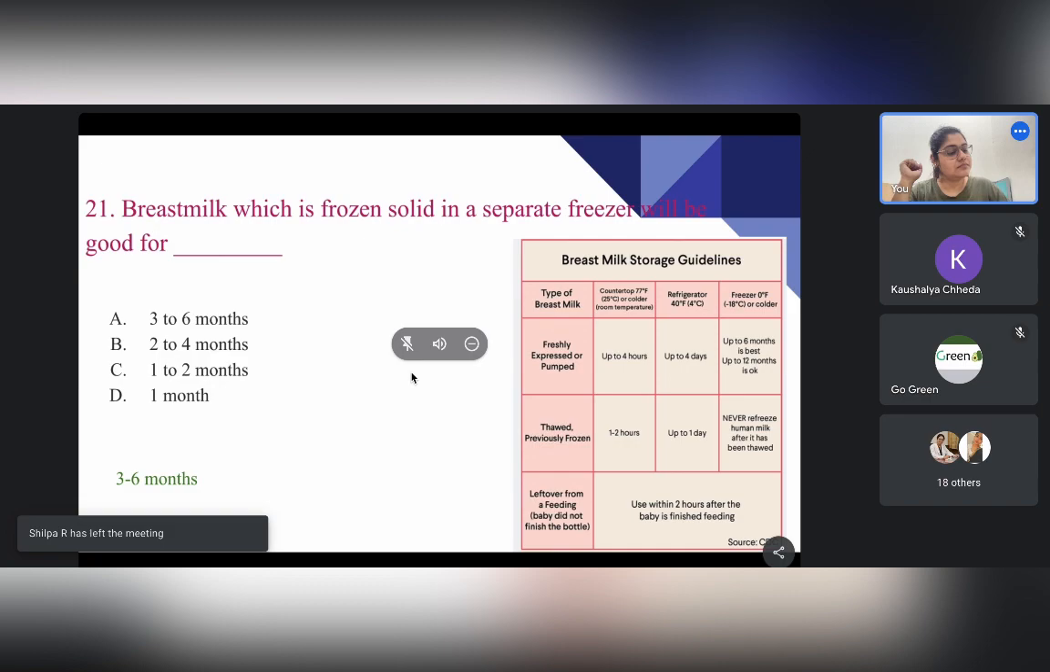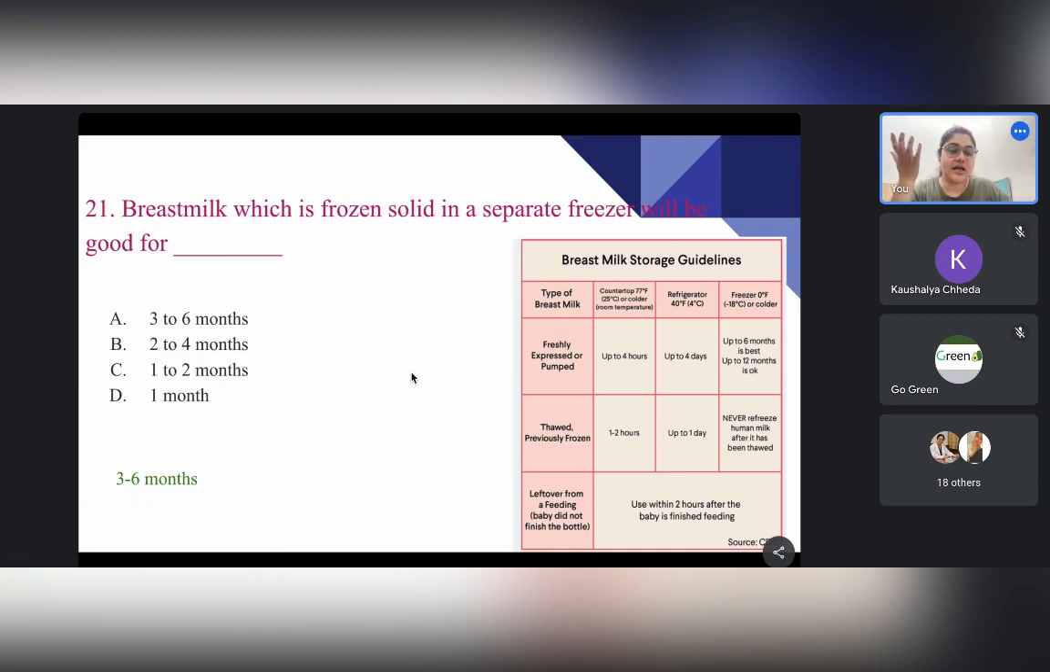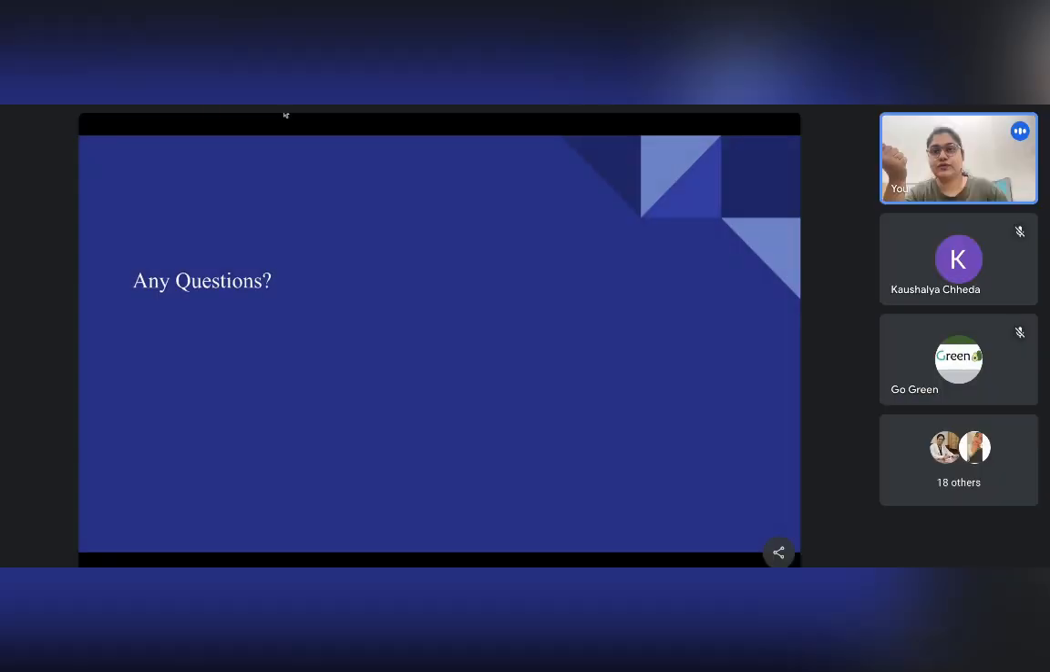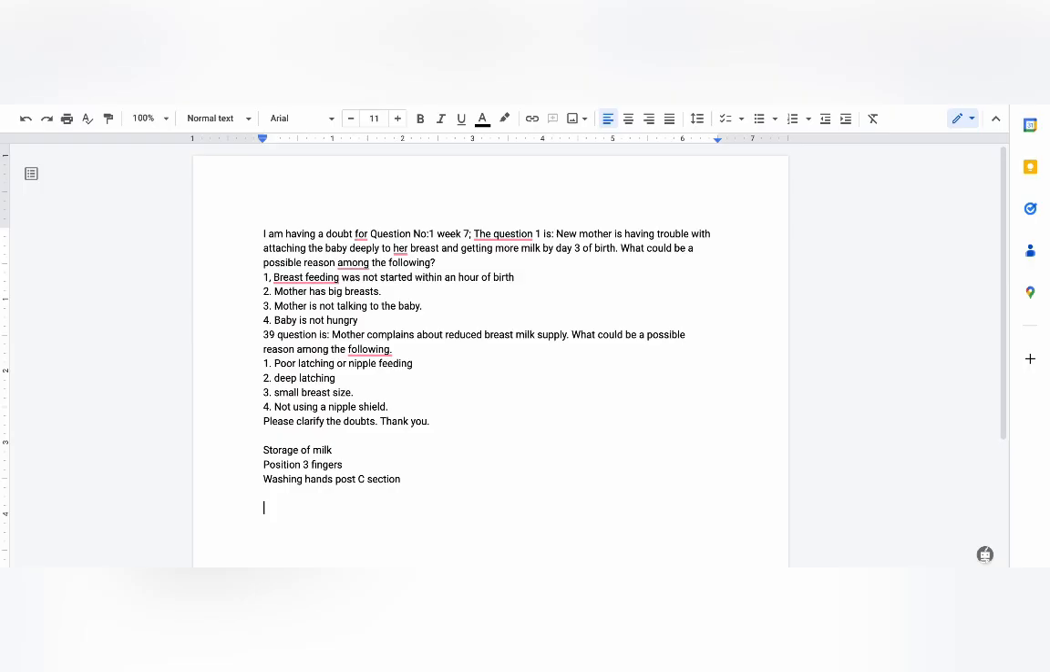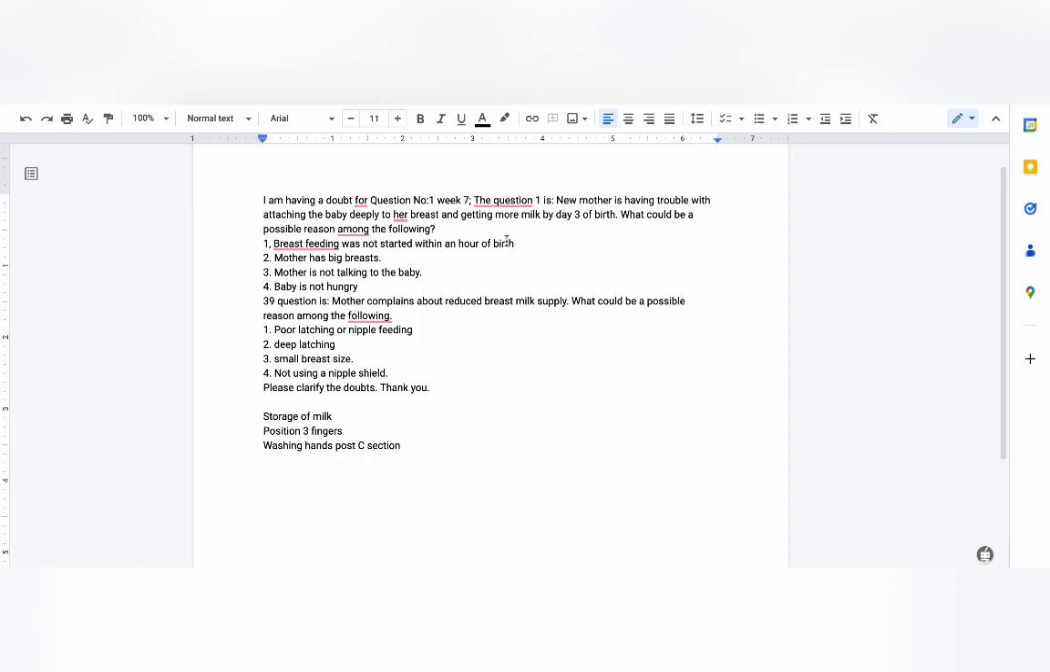So yes, please go through the different storage guidelines which are there. How much breast milk can be expressed and which kind of breast milk can be stored under which conditions, right? So I think this is the last question for this session. But before that, I would just like to discuss, somebody had posted a query.